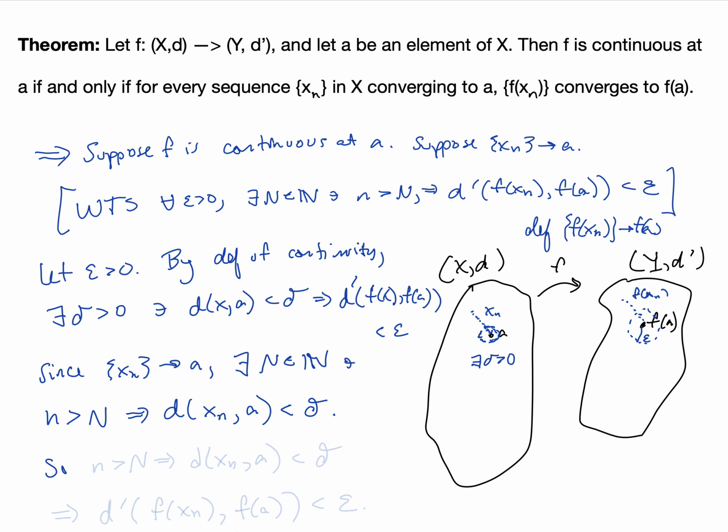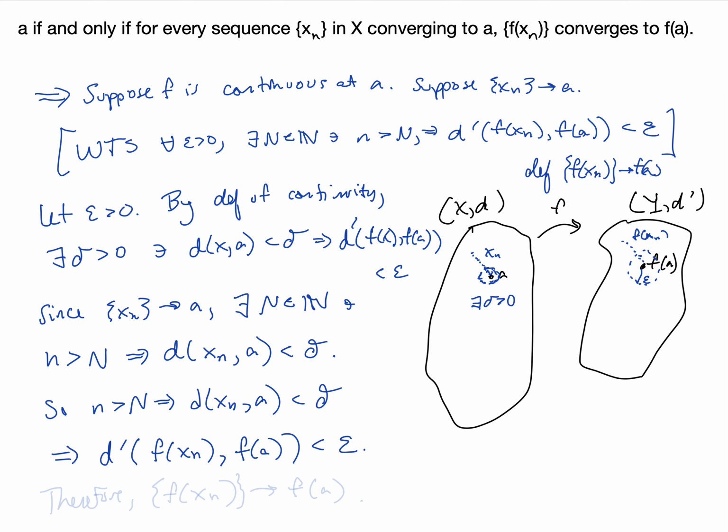So what we have is that n greater than N implies that the distance between x sub n and A is less than delta. Any x being in this ball of radius delta implies that f of x sub n is going to be in a ball of radius epsilon from f of A. So this implies that d prime of f of x sub n, comma, f of A is less than epsilon. And this is exactly what we want to show, that f of x sub n converges to f of A. So therefore, f of x sub n converges to f of A, and we have proven the first direction of this theorem.